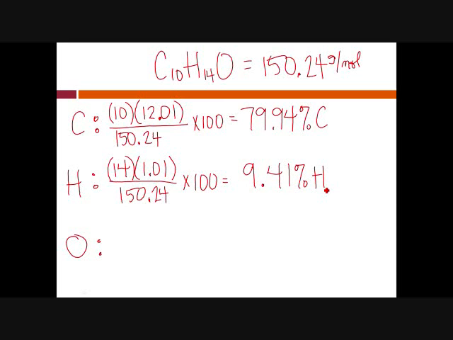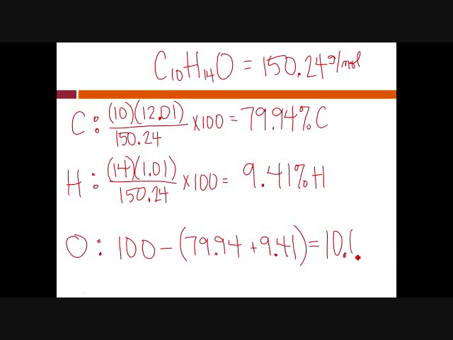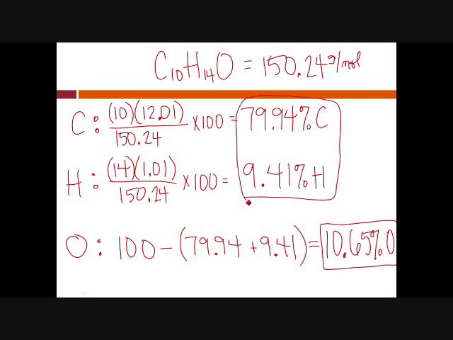Then if you wanted to, you could take 1 times 15.999 divided by 150.24 times 100. Or we can just take 100 minus the 79.94 plus the 9.41. Usually I do that because it's simpler for me. And that one is 10.65% oxygen. So all three of these numbers are answers, since I didn't specify which element to solve.